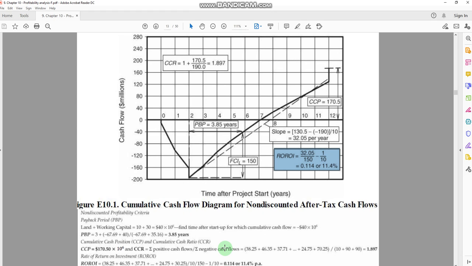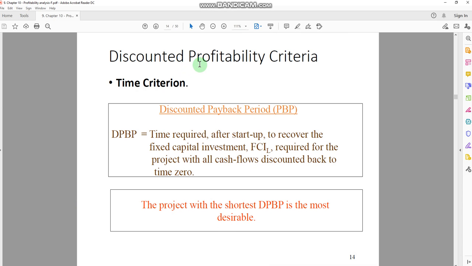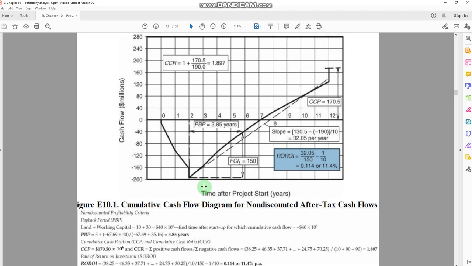Okay, so now you can see that we have used payback time, cumulative cash position, cumulative cash flow ratio, and rate of return on investment for the non-discounted after-tax cash flows. Okay, so this is one way of doing the feasibility analysis, and next time we will start with the discounted profitability criteria, and we will see what new terms we can add into the equations.